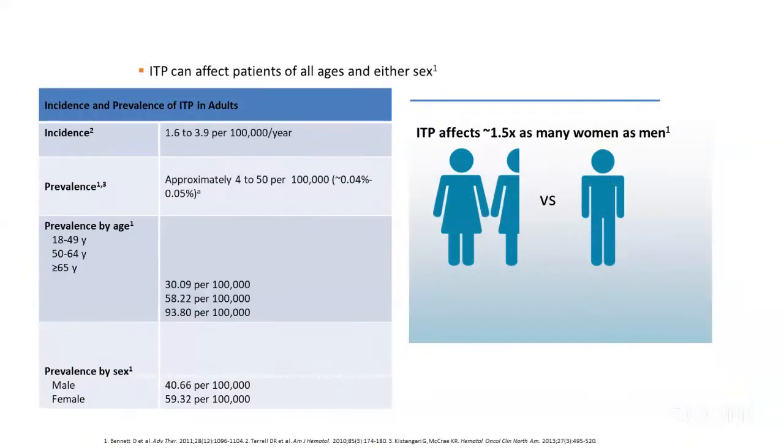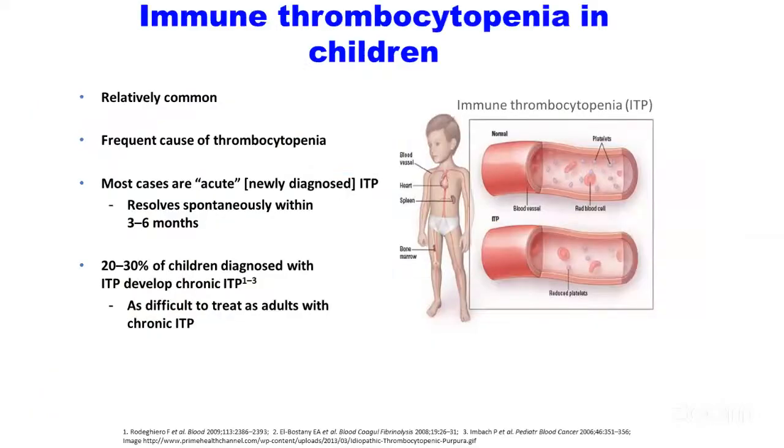Now, ITP affects almost all ages and both sexes. The prevalence in the elderly is quite high. Prevalence by sex, I have already mentioned that in the young, male and female are almost similar. In the elderly, more are affected, the females almost 3 times more than the males.